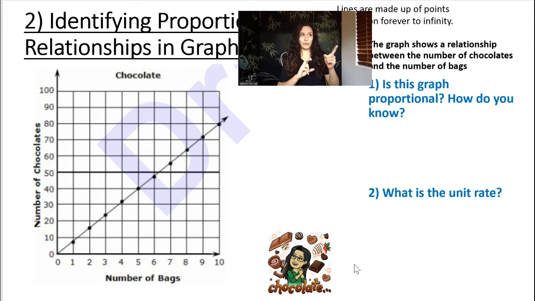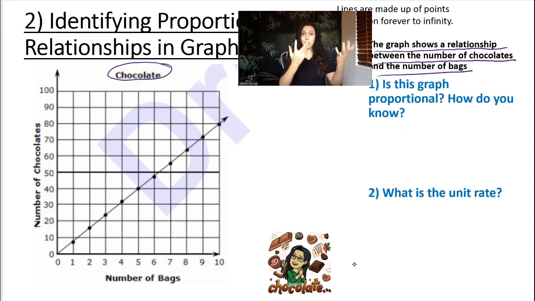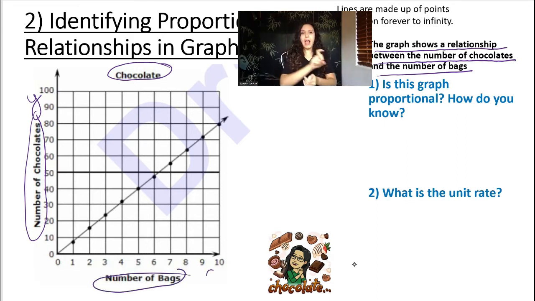All right, so let's go over this. The graph shows a relationship between the number of chocolates and the number of bags. So it's all about chocolate, right? Number of chocolates represents my y values because it's up and down. Number of bags represents my x values because it's side to side. Is this graph proportional? How do you know?